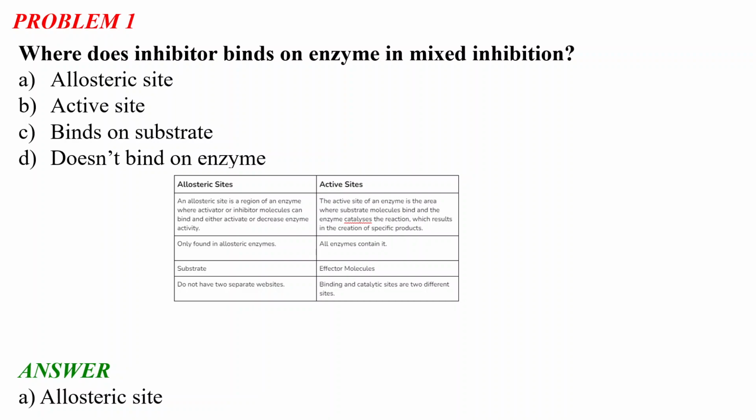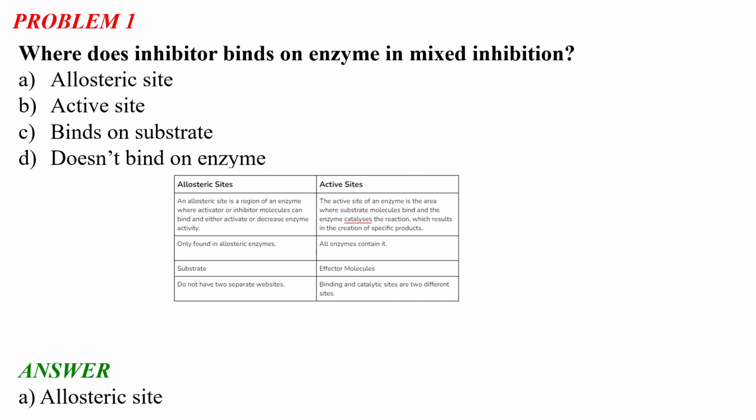The active site of an enzyme is the area where the substrate molecule binds and the enzyme catalyzes the reaction, which results in the creation of the specific product. So in every enzyme there should be an active site. In that active site the substrate molecule binds, the reaction takes place, and the product molecules are released. But apart from the active site, there may be a region in the enzyme where activator or inhibitor molecules bind and they activate or decrease the enzyme activity.